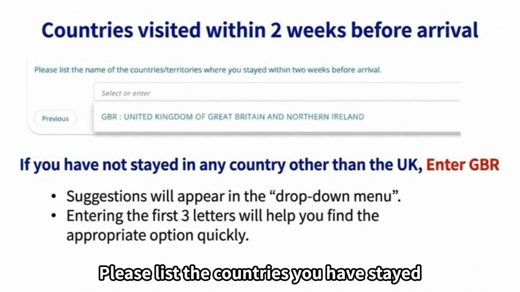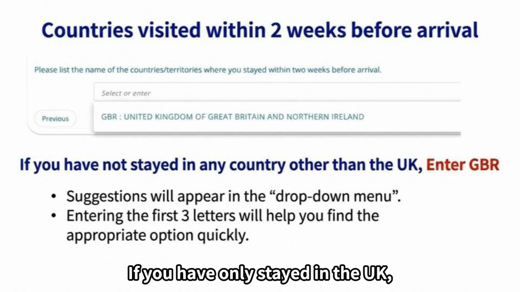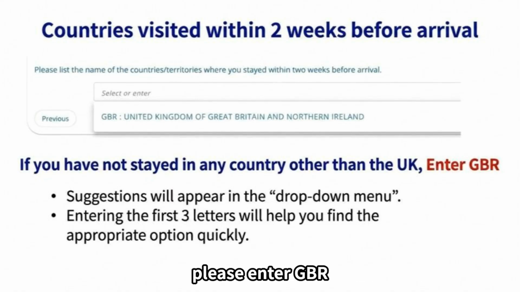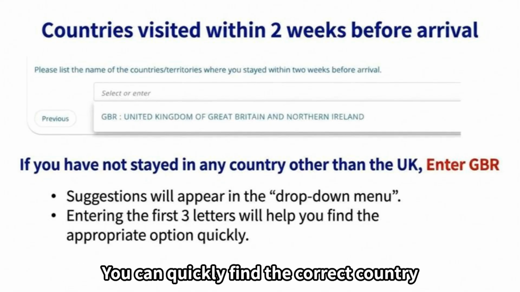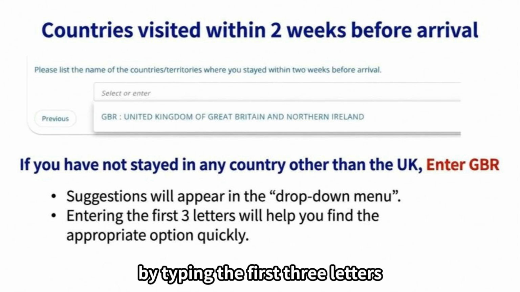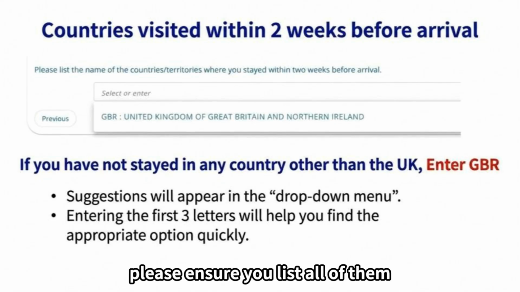Please list the countries you have stayed in within the last 14 days. If you have only stayed in the UK, please enter GBR. A list of options will appear in the drop-down menu. You can quickly find the correct country by typing the first 3 letters. If you have stayed in multiple countries within the past 2 weeks, please ensure you list all of them.